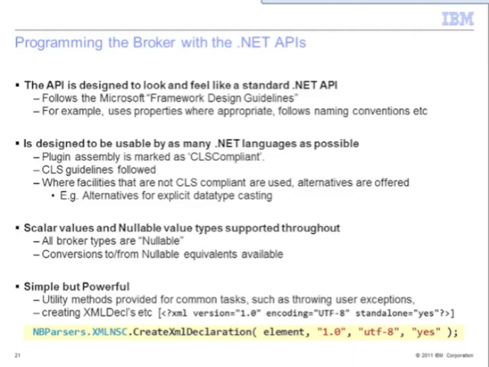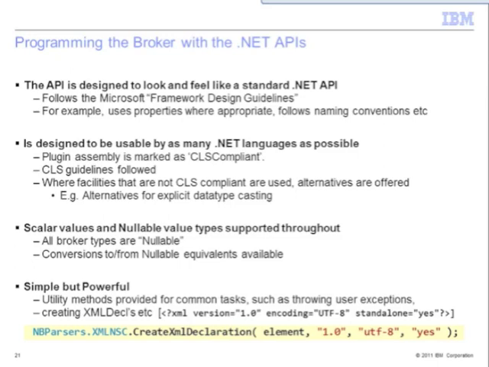So, for example, it uses properties where appropriate, follows the expected naming conventions, etc. And again, the reason for doing that was simply to make .NET developers feel at home when they come to use the message broker. We wanted them to have an API that was quick and easy for them to consume and follow the existing .NET practices so that they would be at home, so to speak, with that API once they started to use it.